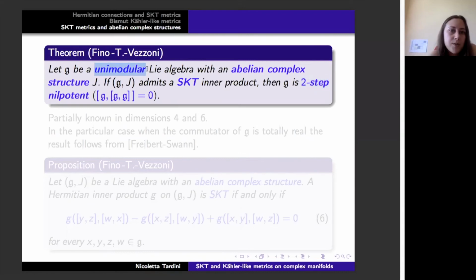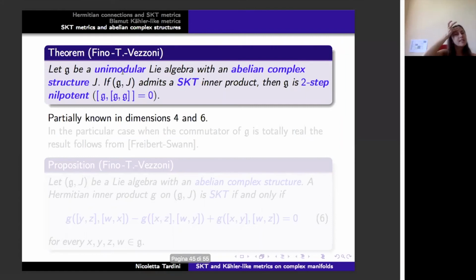Let me also comment on this assumption, unimodularity, which means that the trace of the adjoint operator is 0. If you want to construct compact complex manifolds, you want the algebra to be unimodular. It's a necessary assumption in that case, because by Milnor, if a simply connected Lie group admits a lattice, so you construct a compact quotient, then the Lie algebra must be unimodular. So it's not a strong assumption in this case. It's also necessary in the sense that if you drop unimodularity in this theorem, it would be false. You can find non-unimodular Lie algebras with abelian complex structure and even Kähler metric, not just SKT, that are not nilpotent. So you need unimodularity in this theorem. You cannot drop it.